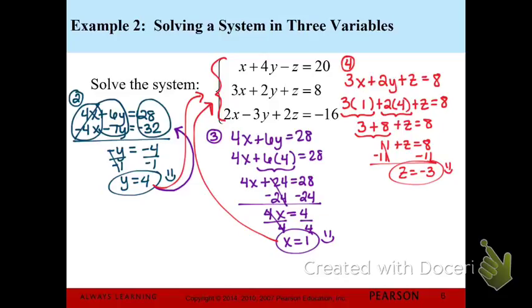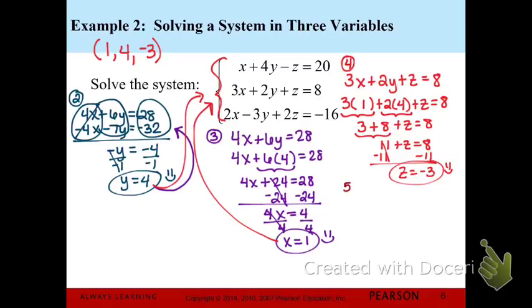All right, so what do we think our solution is? What did we say X was? 1. What is Y? 4. And Z? Negative 3. Now, what's my last step? What is step 5? Check it.